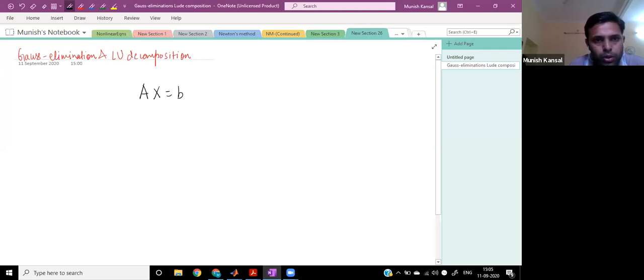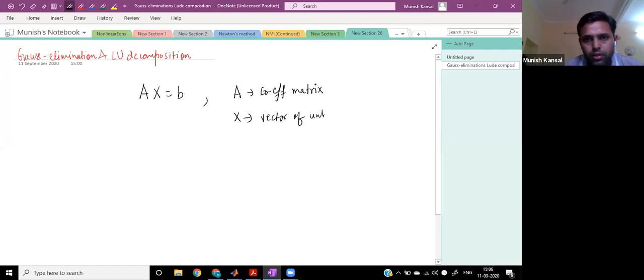Ax is equal to b, right? So this is the linear system of equations written in the matrix notation. So where what is A? This is your coefficient matrix. x is your vector of unknowns, and b is your right hand side vector, right?